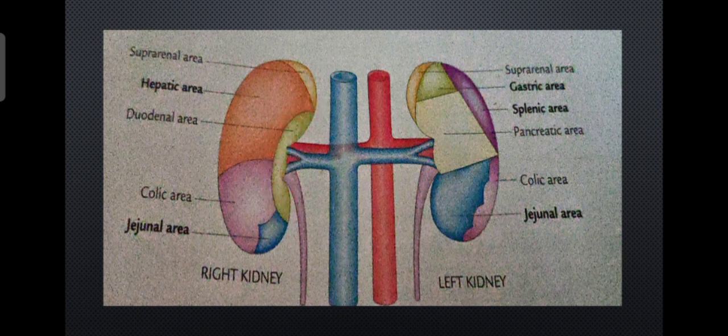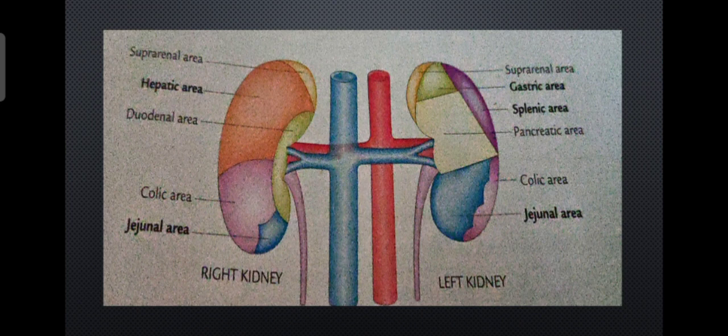The second part of the duodenum comes anterior to the hilum of the right kidney. Just remember this, the second part of the duodenum comes near the hilum of the right kidney, just anterior to it. So these are the anterior relations of the right kidney.